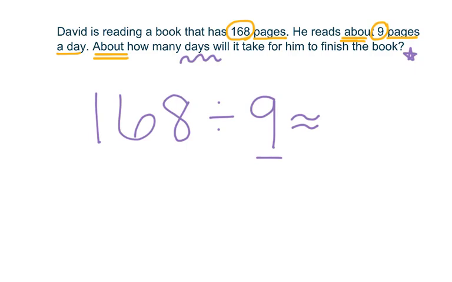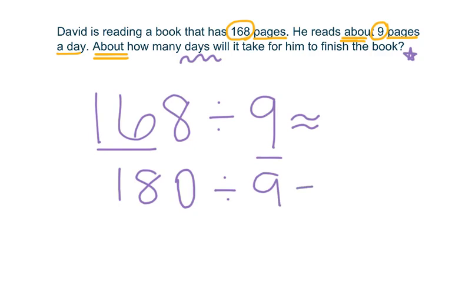I'm thinking of multiples of 9. I change my ones place to a 0, and then I think about 16. What number is close to 16 that's divisible by 9? Well, a multiple of 9 that's close would be 18. 18 divided by 9 is 2, and then I have 1 zero in my dividend, so I have 1 zero in my quotient. And then, of course, I'm going to write out that the label would be days. So if David's reading a book that's 168 pages long, and he's reading about 9 pages a day, it will take him about 20 days to finish the book.